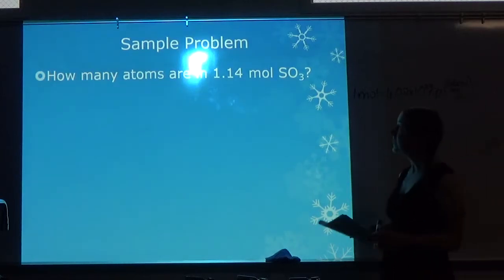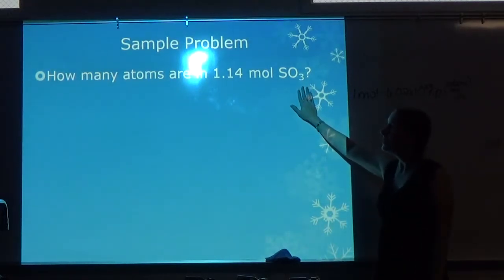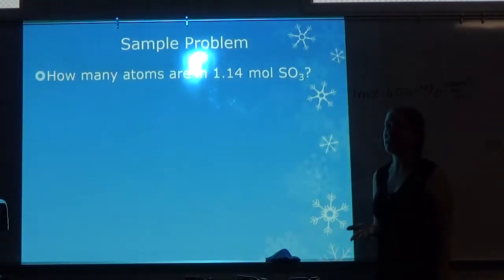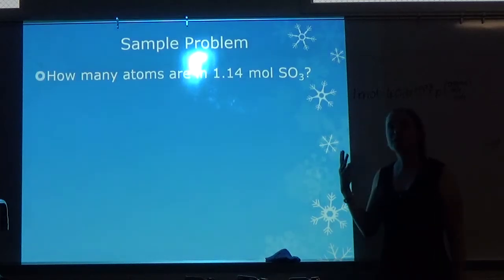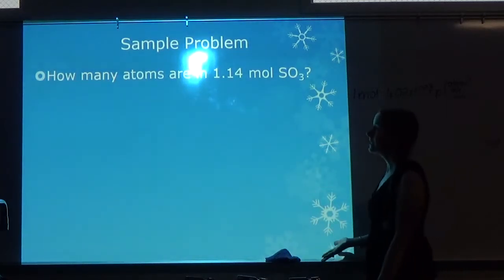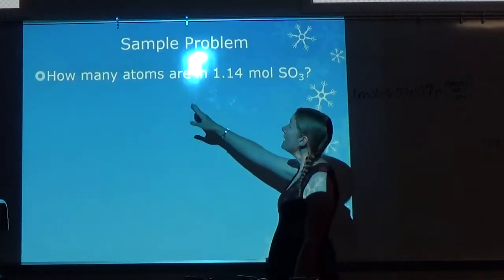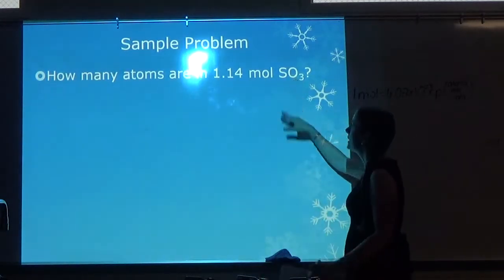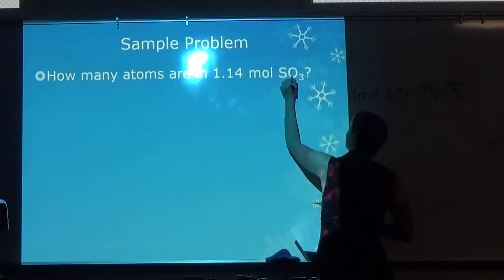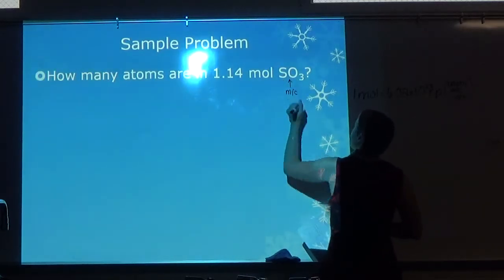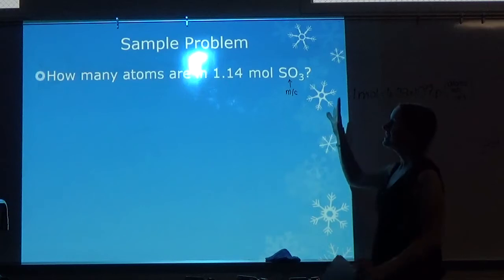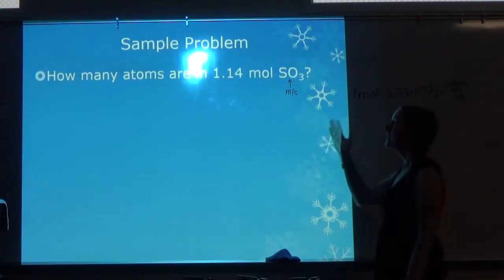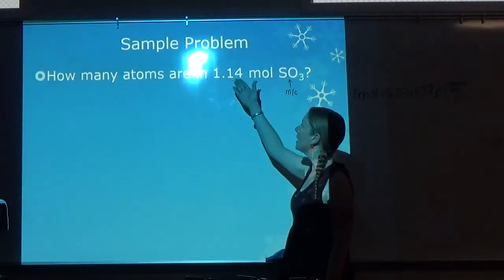All right, now sometimes they're going to ask you a question, and it's going to seem like there's a typo. Let me show you how there's not a typo, there's just an extra step. It says, how many atoms are in 1.14 moles of SO3? Well, the thing is, SO3 is a molecule. It's not an atom. But this isn't a typo. It's not like it was supposed to say how many molecules.